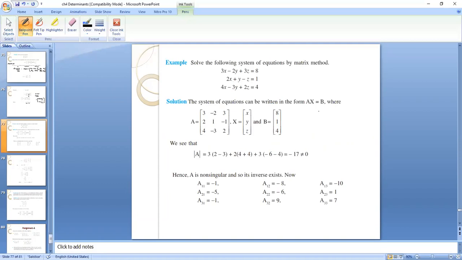The system of equations, the very first step, we will write in the form AX is equal to B. For A, we are writing all the coefficients: 3, minus 2, 3.